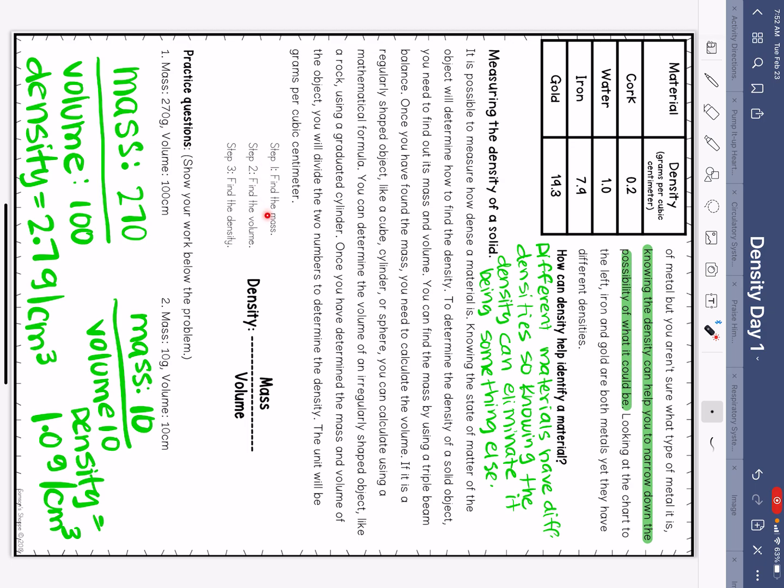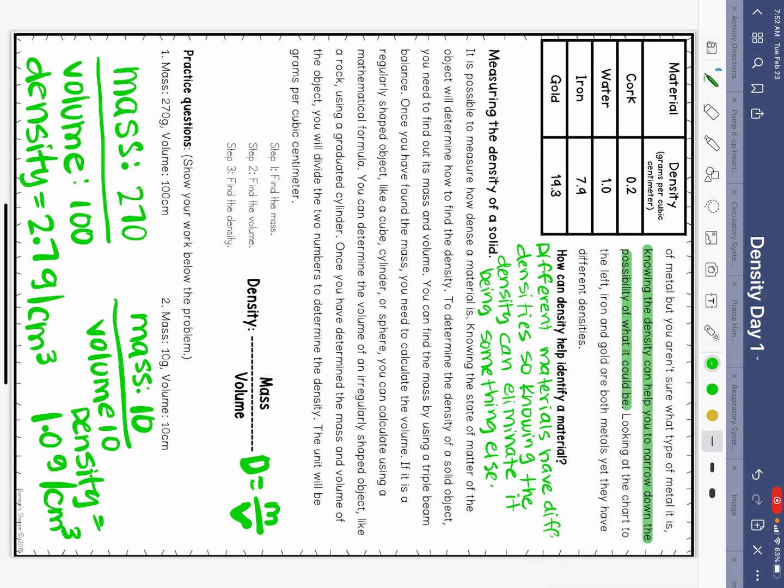Step 1, find the mass, okay? Step 2, find the volume. Step 3, find the density. So density equals mass divided by volume. All right, and you can just write that out as D equals M divided by V.